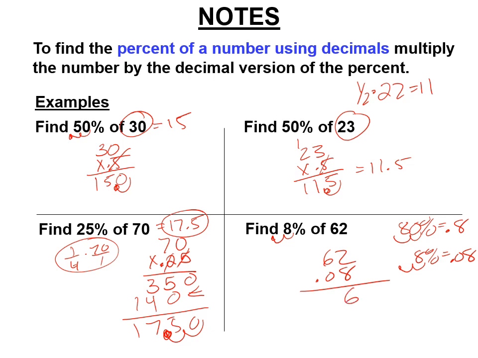8 times 2 is 16. 8 times 6 is 48. Plus 1 is 49. We just get a row of zeros, right? So you step over, but you still get a row of zeros. We don't need that. 6, 9, 4. Move the decimal twice, 1, 2, because there are two numbers to the right of the decimal, and this is 4.96. And in that case, the decimal method is way easier than the fraction method.